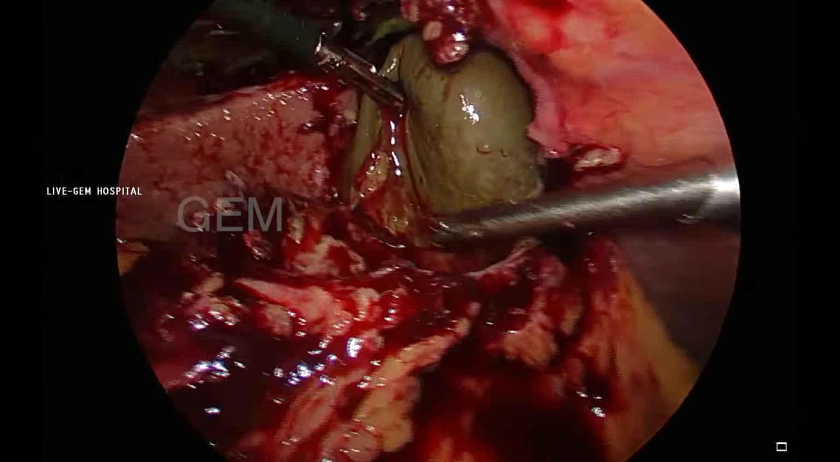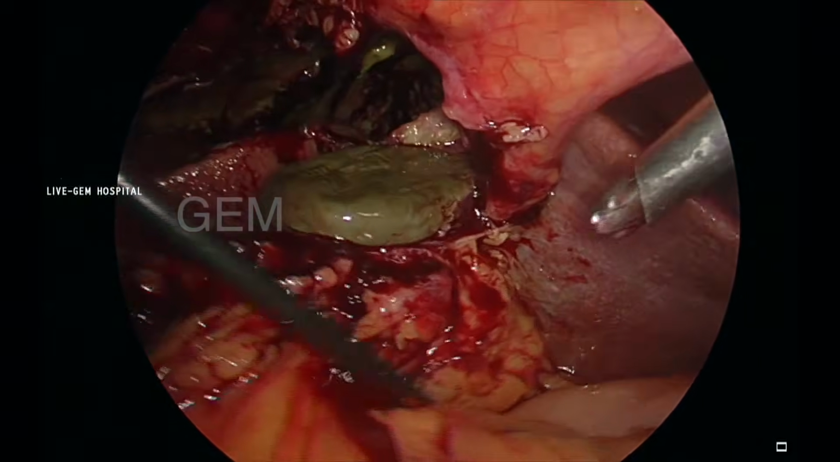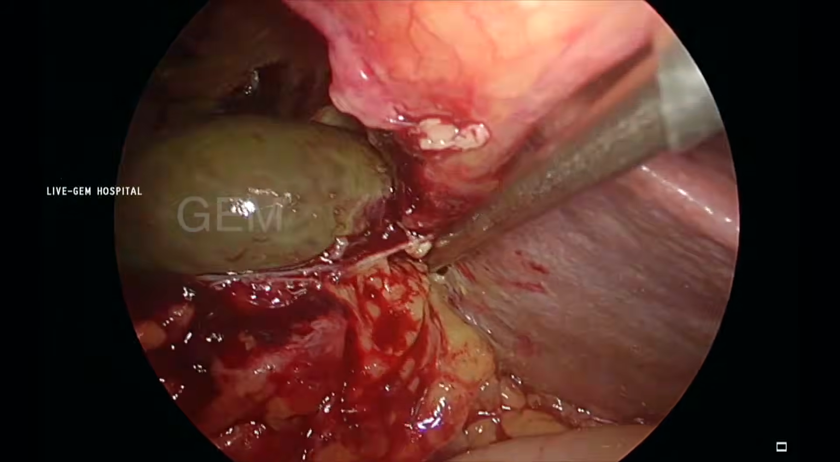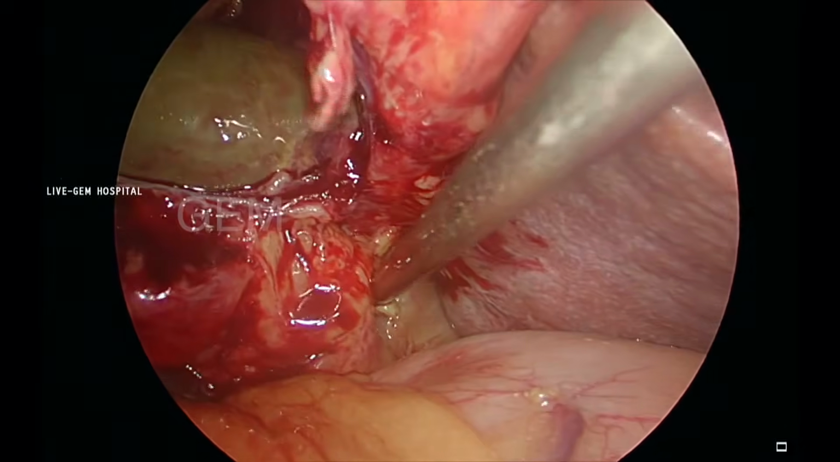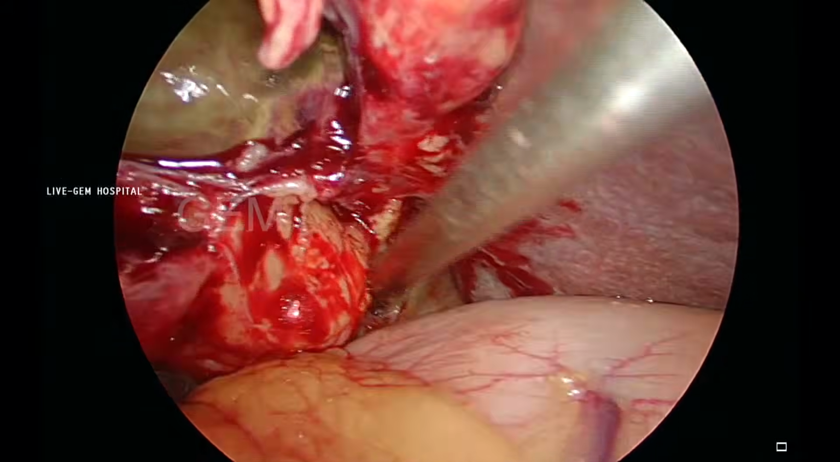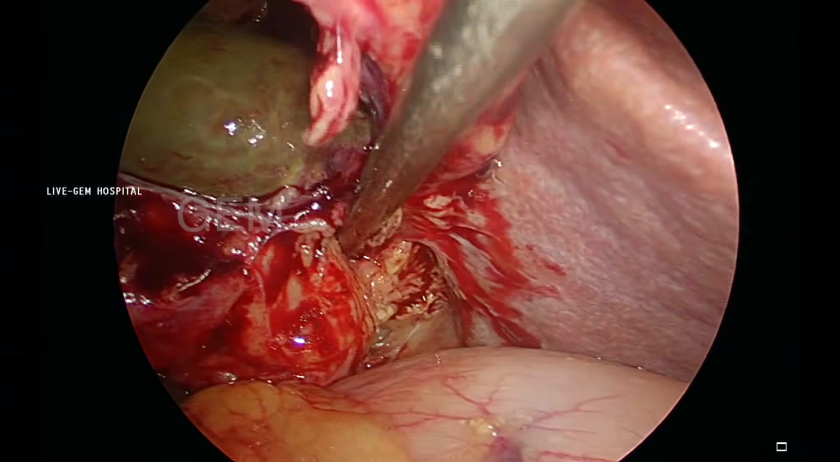And then part of the infundibulum I left, and the mucosa of the infundibulum is removed. So it is a type 2. Since type 1 and type 2 are combined in one case, it is called type 3 subtotal cholecystectomy.